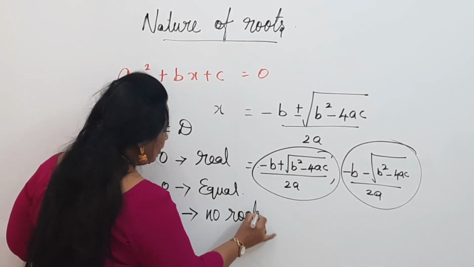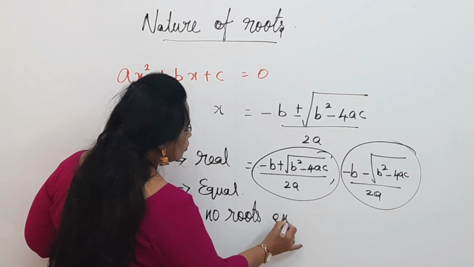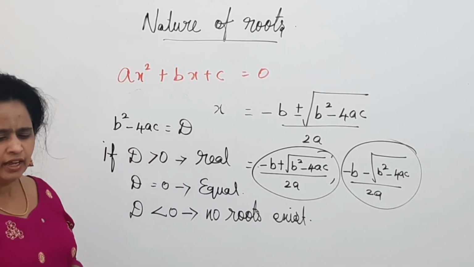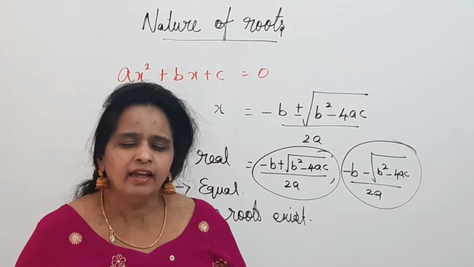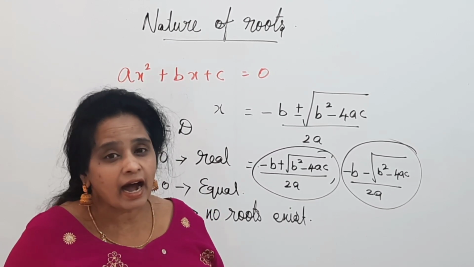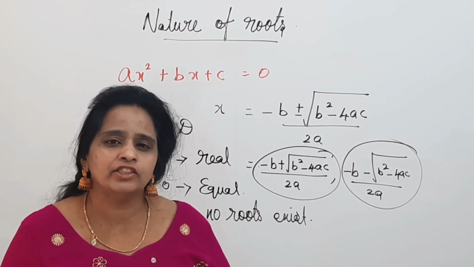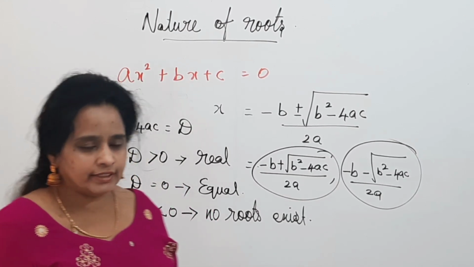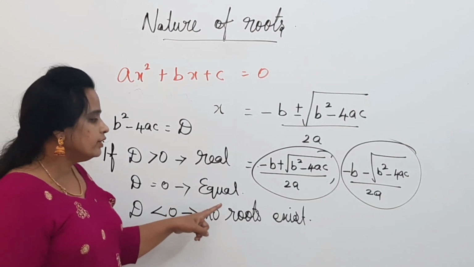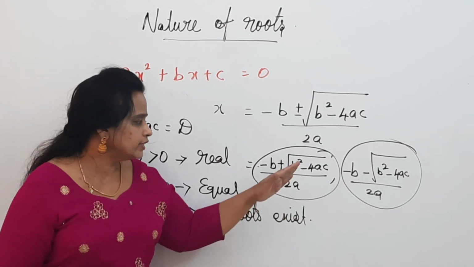In 10th standard, we study no roots exist. That is, it is actually an imaginary root. That is not there for 10th standard. You will study about these imaginary roots in 11th standard with i. So, square root of minus 1 is equal to i, you will take it as. So, D is less than 0 means no roots exist.